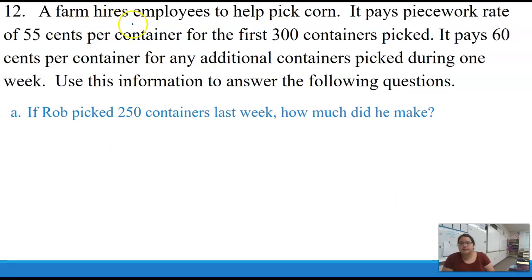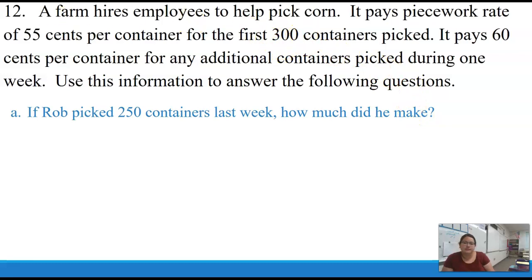So, for example, a farm hires employees to pick corn. It pays piece rate of 55 cents per container for the first 300 containers picked. It pays 60 cents per container for any additional containers picked during 1 week. Use this information to answer the following questions. So if Rob picked 250 containers last week, how much did he make?